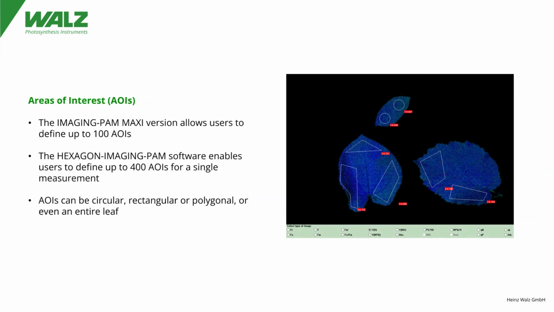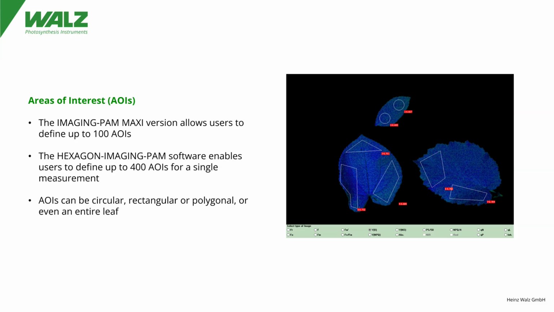One of the most important analysis tools provided by the software is the area of interest, or AOI for short. The IMAGING-PAM Maxi version allows up to 100 areas of interest to be defined, which is sufficient for a single 96-well plate. The HEXAGON-IMAGING-PAM enables the definition of up to 400 areas of interest. This allows the simultaneous analysis of up to 4 96-well plates.